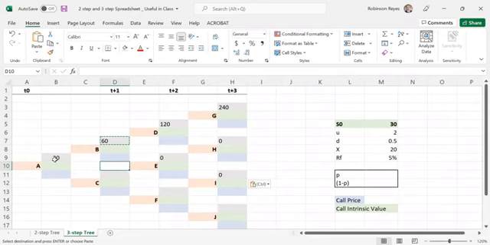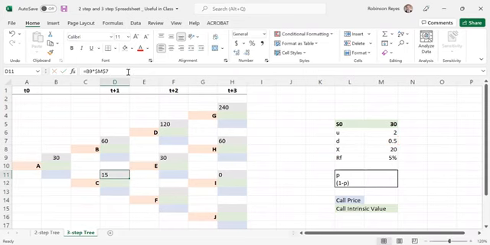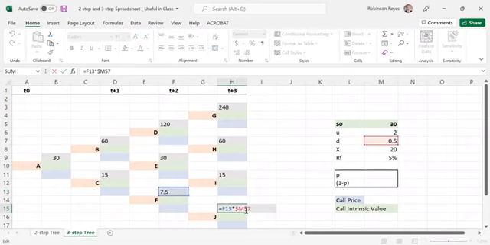Then the other possibility, let's go back to node A, is that we end up in the bad state of the world, which means the stock price goes down. If that happens, we just multiply the previous price by the down factor, and then let's lock this by adding these dollar symbols once again, and then that's it. So now, as we continue moving down, I can just copy and then paste this formula. If we look at the last of the formulas, what this is doing here is multiplying the previous price by the down factor, so it's moving down.